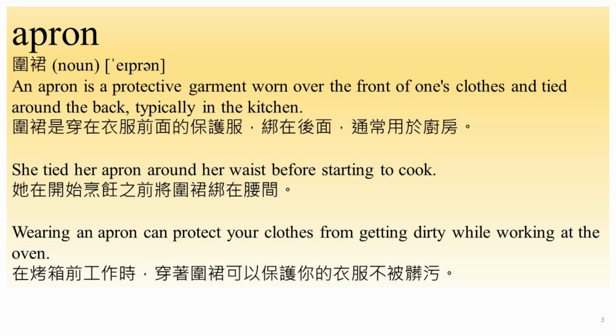Apron. 围裙 An apron is a protective garment worn over the front of one's clothes and tied around the back, typically in the kitchen. She tied her apron around her waist before starting to cook. Wearing an apron can protect your clothes from getting dirty while working at the oven.